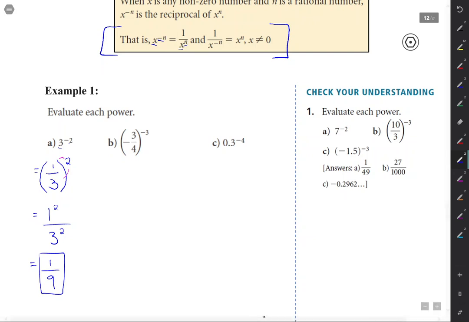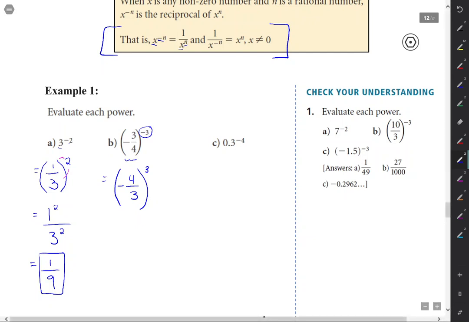Let's try B. So B, we have a negative exponent of 3. So in order to switch that to a positive, we are going to take the reciprocal of the base. So we're going to flip that fraction. So instead of negative 3 over 4, we're going to have negative 4 over 3. Now keep in mind, this is a very, very common mistake here, is people will get rid of this negative sign here. And no, that's not the case. Okay, that negative sign stays, but the exponent now becomes positive. So that's the one that goes away.